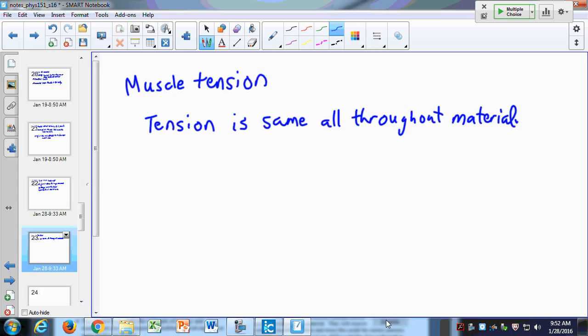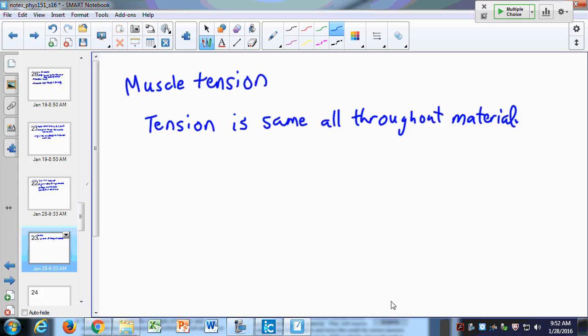So anytime I have a tension force, whether it be in a rope or in a muscle, I'm going to have that tension felt all throughout the muscle or the rope. I'll have it at the insertion point, at the origin, and all throughout. So this tension is the same all throughout the material.